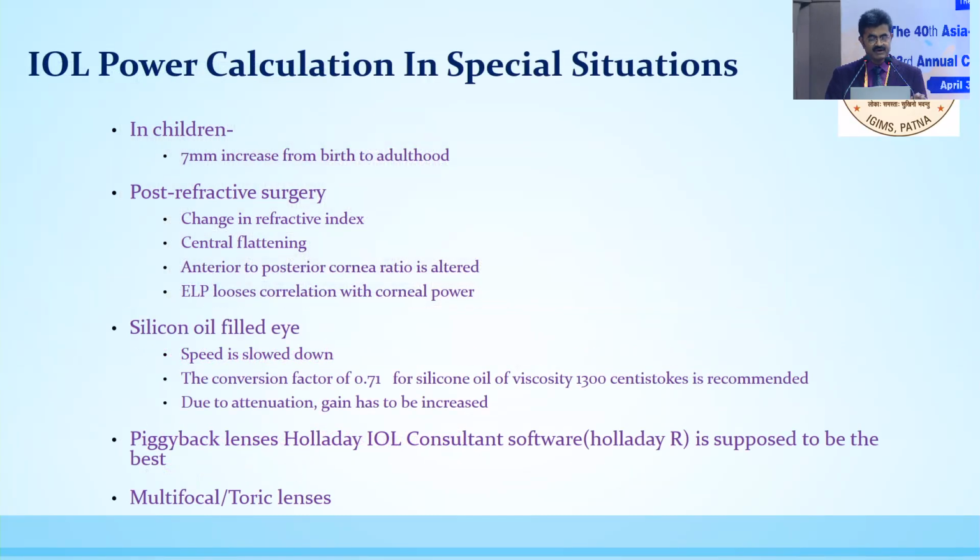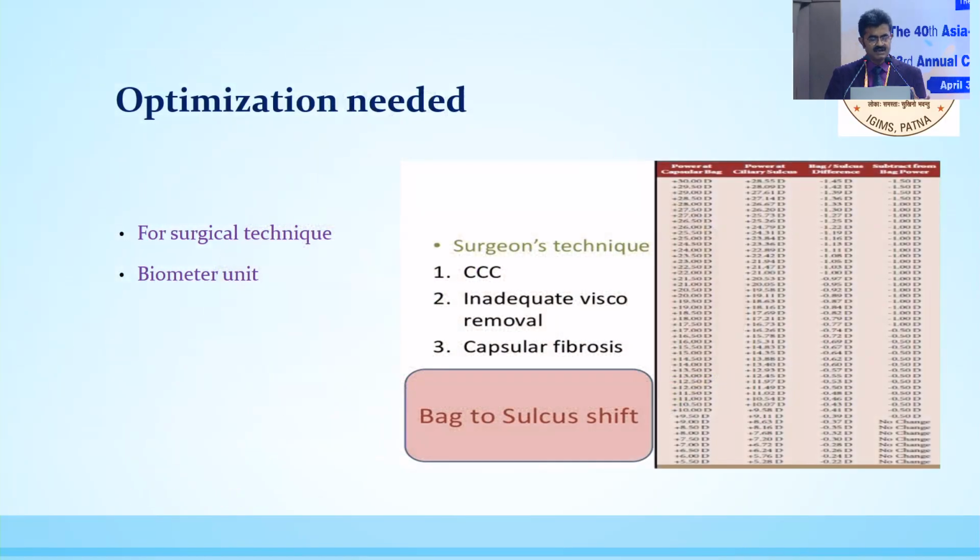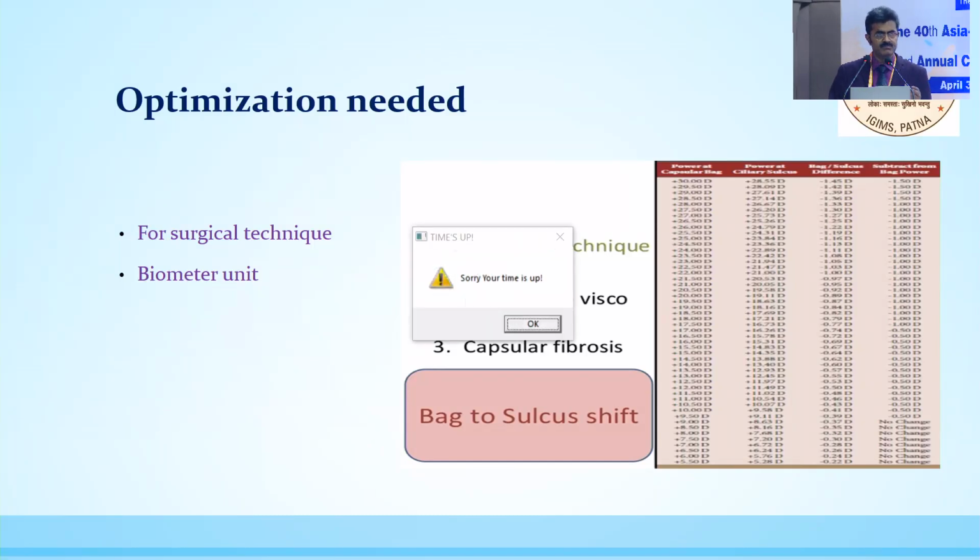You have to be very careful in IOL power calculation in special situations like children, post-refractive surgery, silicone-filled eyes, and while implanting piggyback lenses. So these are the situations where you come to the newer generation formulas. They are more predictable. But despite all those things, why do we need to optimize? Because different surgeons have different surgical techniques. Others are using different biometers.